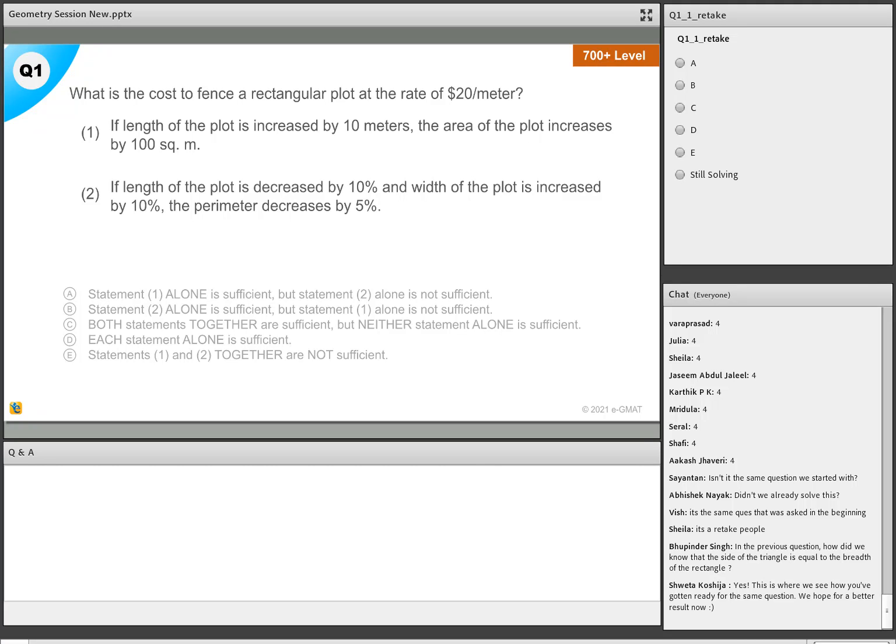All right, the last 15 seconds to mark the answer for this question. Okay, perfect. So let's get started with the solution for this question.